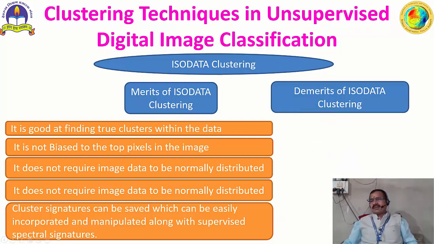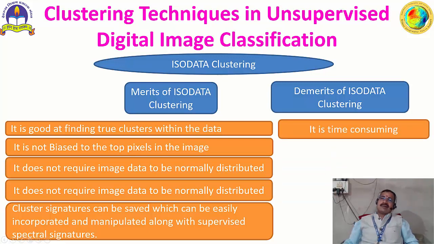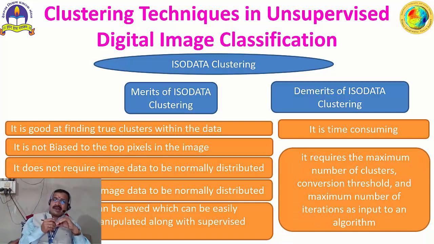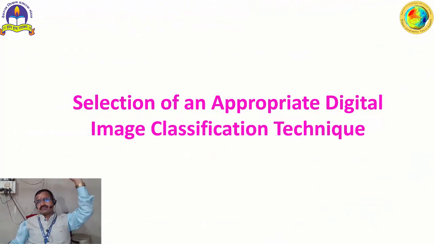What are the demerits? Demerits of ISO data clustering are it is time consuming. I already talked about this, that it is taking lots of time. And another one is it requires the maximum number of clusters, conversion thresholds, and the maximum number of iterations as impact to an algorithm. These are the two demerits of ISO data clustering.